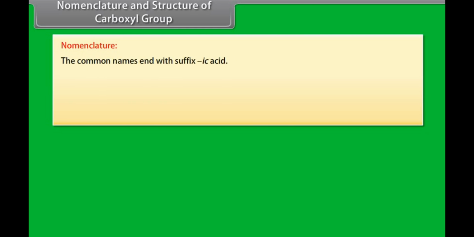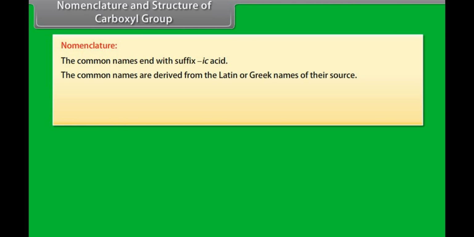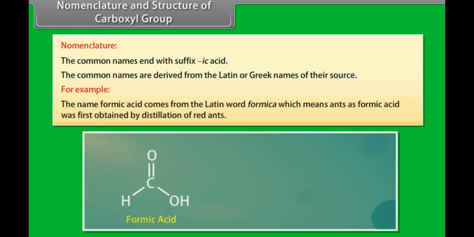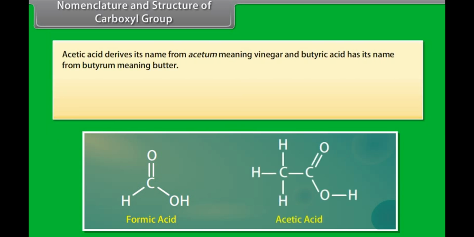Nomenclature and structure of carboxyl group. Nomenclature. The common names end with the suffix -ic acid. The common names are derived from the Latin or Greek names of their source. For example, formic acid comes from the Latin word formica, which means ants, as formic acid was first obtained by distillation of red ants. Acetic acid derives its name from acetum, meaning vinegar, and butyric acid has its name from butyrum, meaning butter.